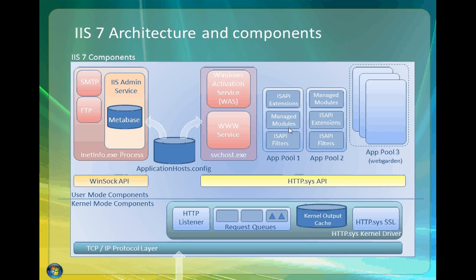So now let's look at what happens when we run a request. It comes in through the TCP/IP protocol layer, goes through the HTTP listener to be validated, gets queued in a request queue, then gets picked up by one of the application pools and executed, goes through the output cache, and then gets transmitted over the network to the client.